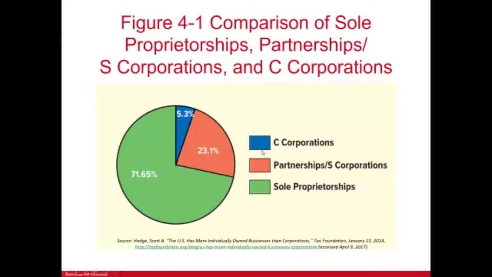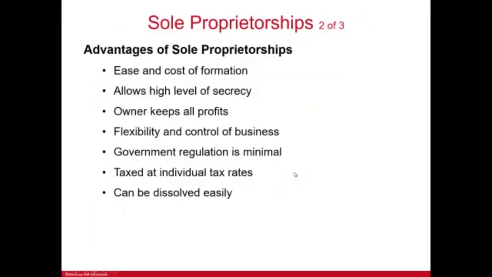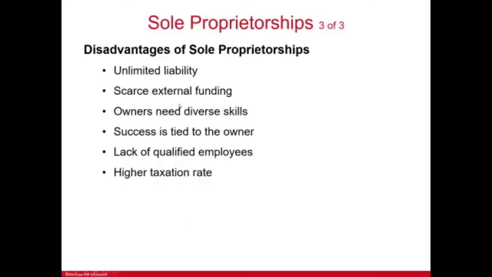In terms of corporations, yes, there's a ton of sole proprietorships. But if you looked at the total assets, the big corporations, C class corporations, would be much, much larger. So the advantages of a sole proprietorship: easy, keep all the profits, minimal regulation, can be easily dissolved. But there's unlimited liability. Trying to get a loan is also going to be difficult since it's tied directly to one person. Higher taxation rate, it's all going to go on your personal income.